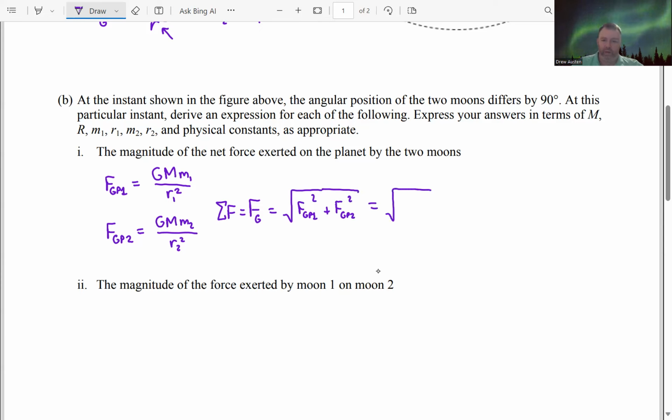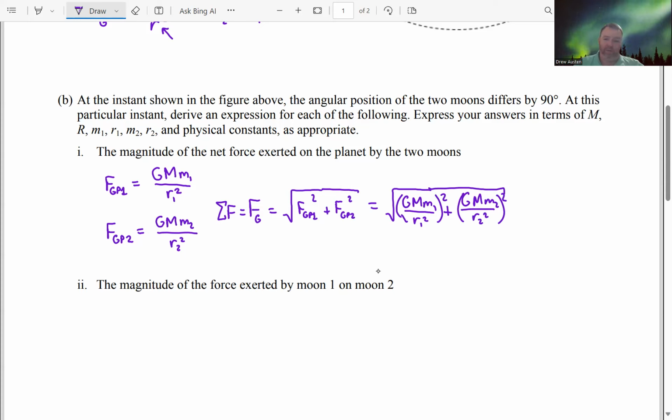That's going to be the square root of big G, big M, little m1 over r1 squared plus big G, big M, m2 over r2 squared. And I've also got to square both of these things. That whole term is squared, and this whole term is squared. And if this were a free response question on the AP exam, it would be perfectly acceptable to leave the answer just like this, because this is a mathematically correct answer.